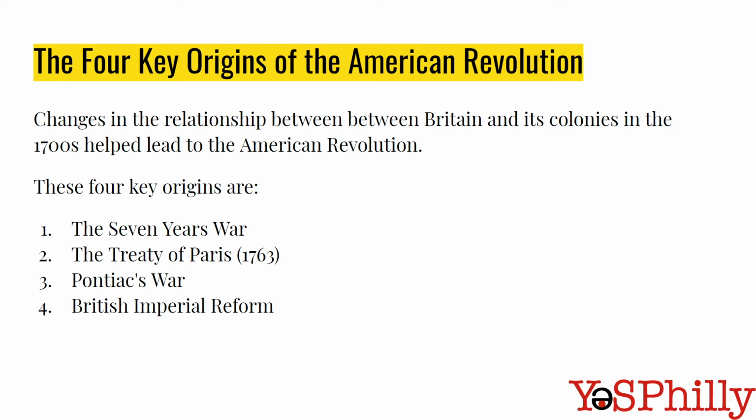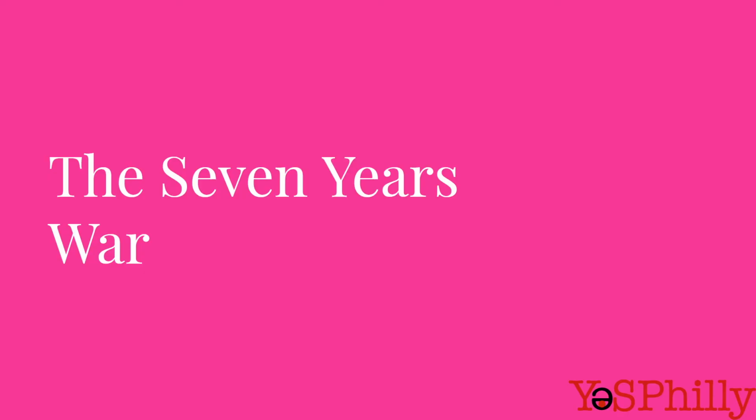But this one in specific is the one that happens in 1763, which, of course, we'll talk about in a few minutes, and Pontiac's War, and then British Imperial Reform. And that fourth one, British Imperial Reform, is what we'll be talking about specifically in the second half of this lecture.